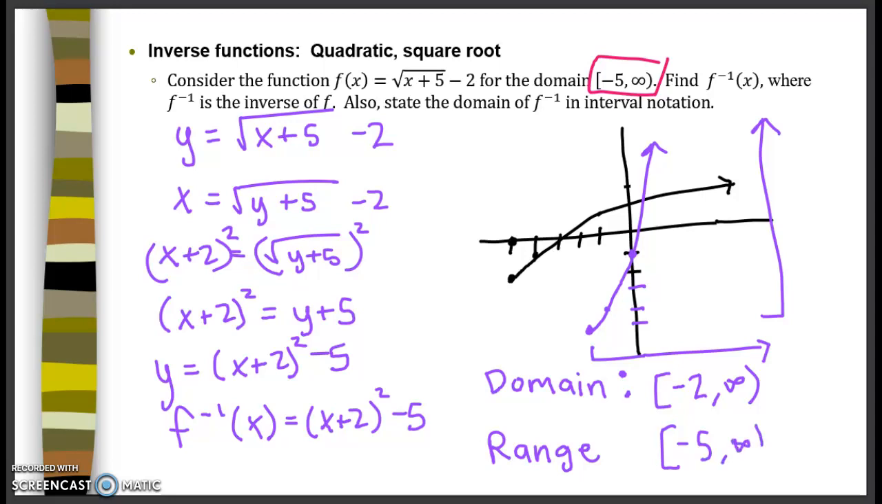Now one more time, I want you to notice that the domain of my original function goes from -5 to infinity, just like the range of my inverse, and the range of my original function goes from -2 to infinity, just like the domain of my inverse. There's inverse functions.